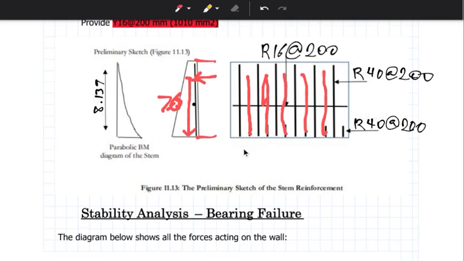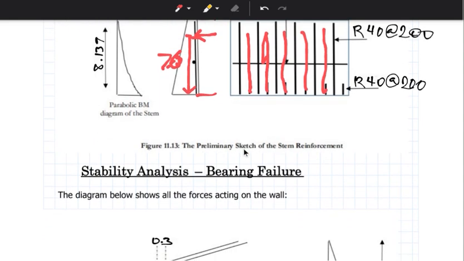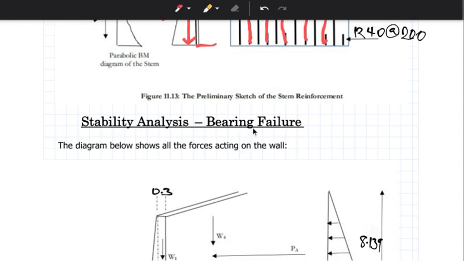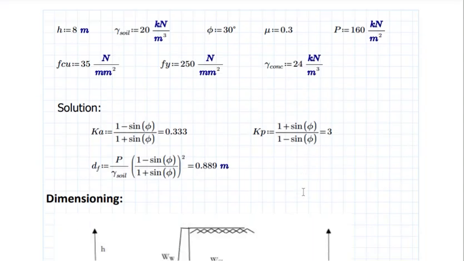I believe it should. So now we are going to the stability analysis. This is where things start getting interesting. So we can do that one next time. So watch out for the next video.